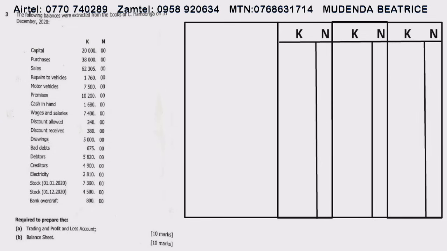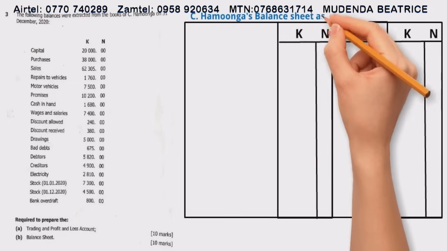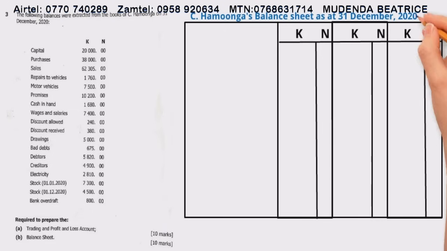Once we have the entire frame, the next thing we're going to do is write the title on top, which also carries 1 mark. So we're going to say C. Hamonga's balance sheet as at 31st December 2020. This is the date which is in the statement there. Once I've done this, the next thing is to start entering the transactions.